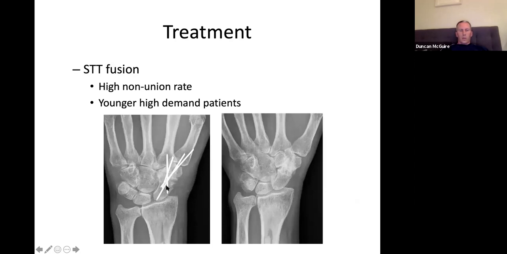As I mentioned before, the scaphoid bridges the midcarpal joint. So by fusing that, you're blocking motion in the midcarpal joint. And as a result, there's a high non-union rate. But in a young patient, that's what the treatment would be.